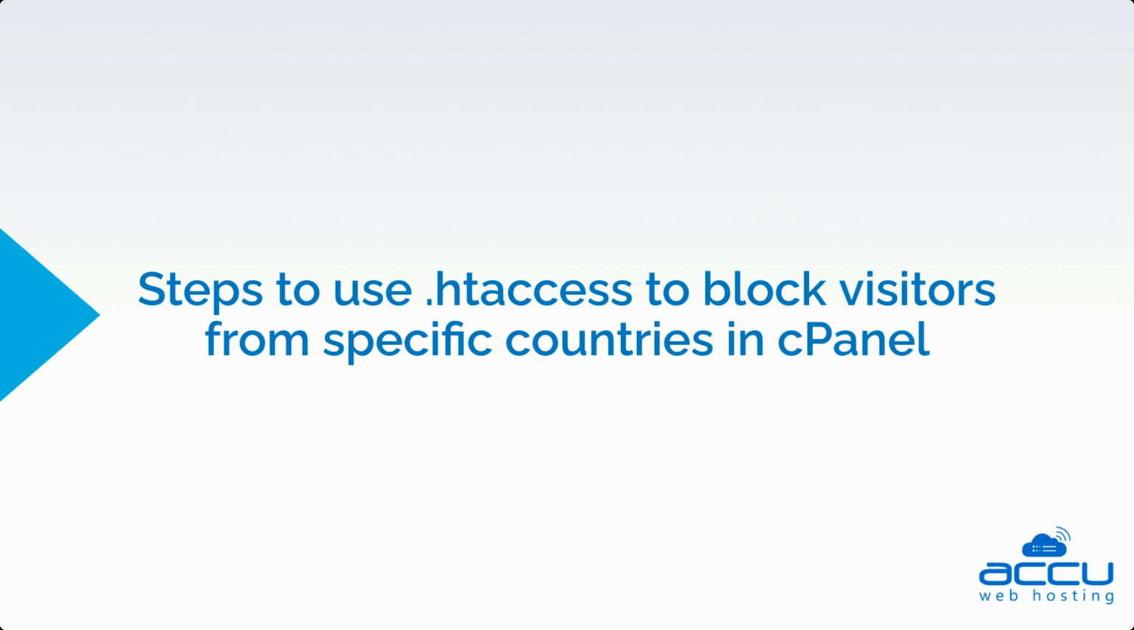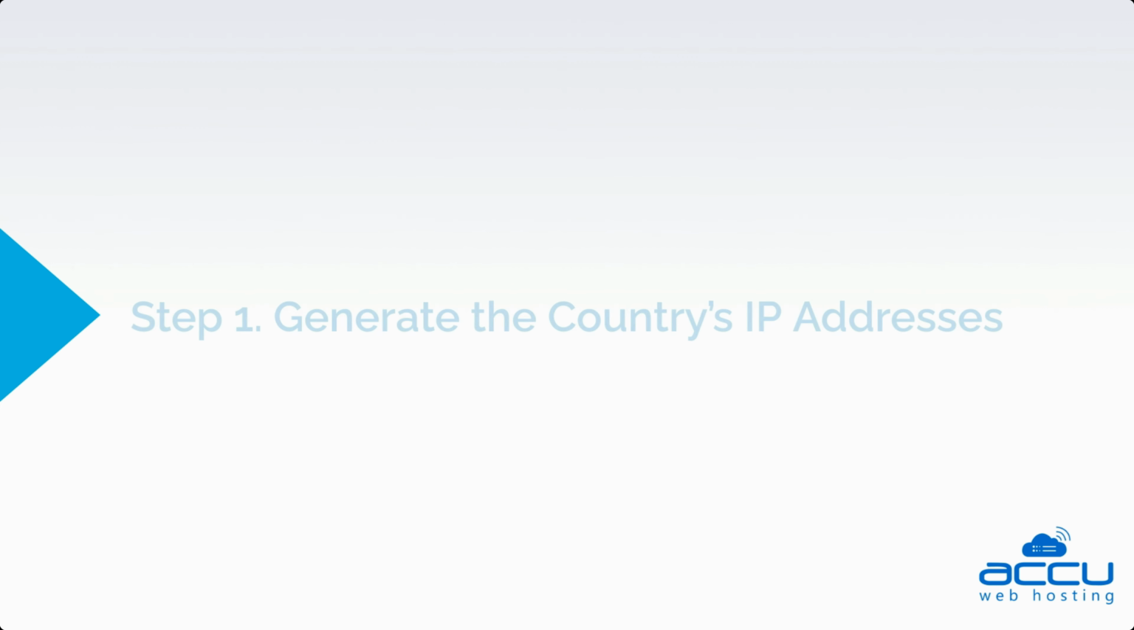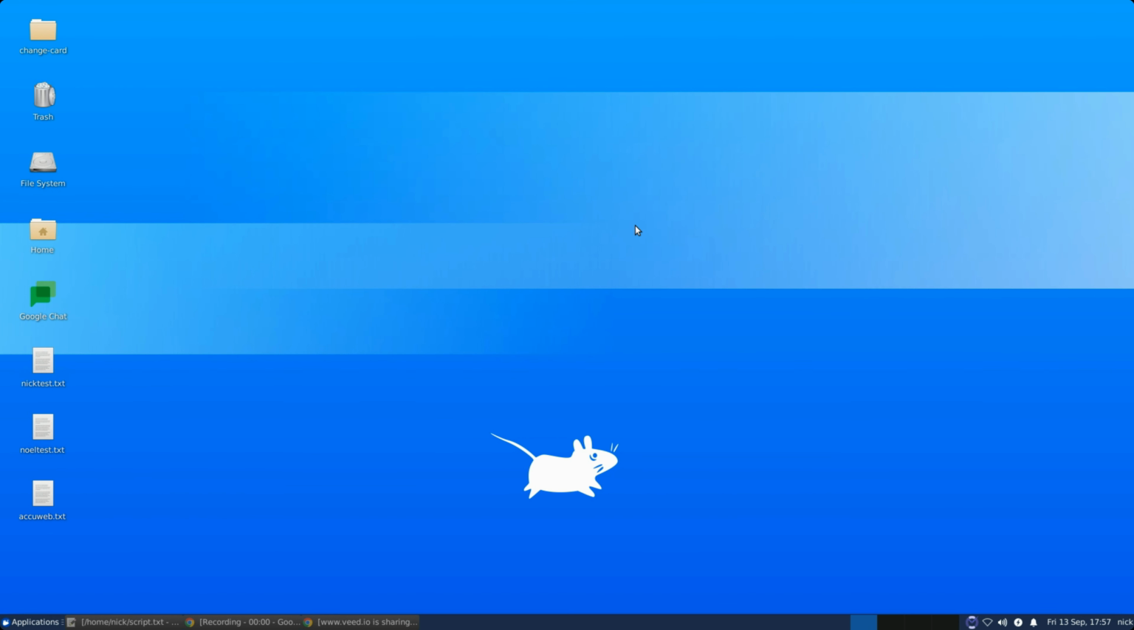Steps to use htaccess to block visitors from specific countries in cPanel. Step 1. Generate the country's IP addresses. To restrict access based on the visitor's country, you need a list of IP addresses corresponding to that country. Let's see how you can generate this list using the IP2Location Firewall IP List tool.